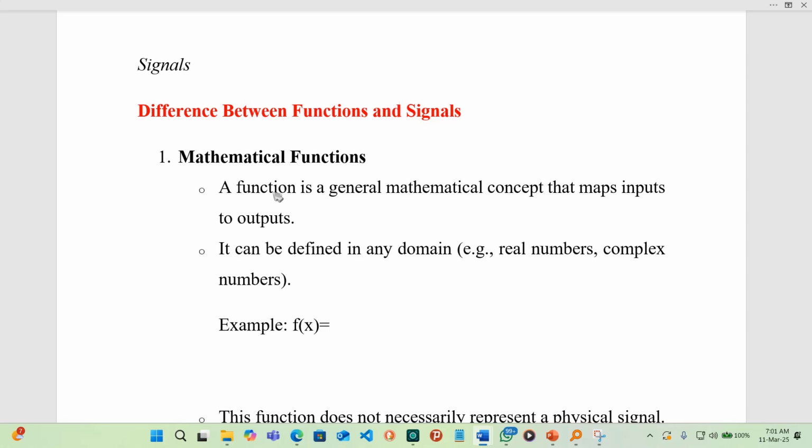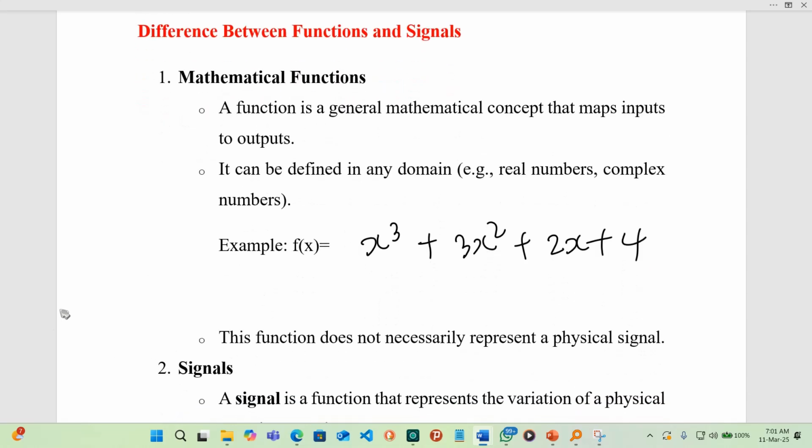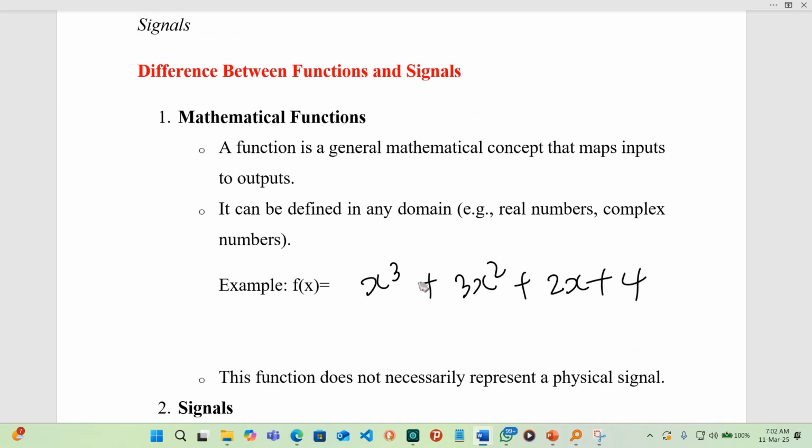We shall see that a mathematical function is any general mathematical concept that maps inputs to outputs. It can be defined in any domain, that is, real numbers or complex numbers. Imagine having a function such as f(x) = x^3 + 3x^2 + 2x + 4. You see that this function does not necessarily represent a physical signal. In other words, it may not represent a physical quantity.